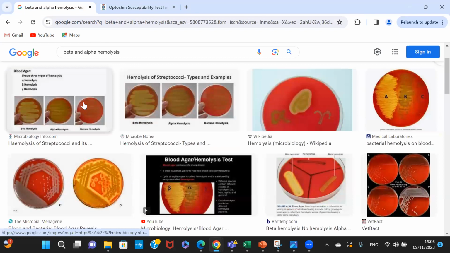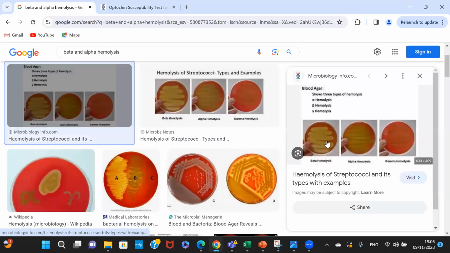Okay, perfect. Do you see this? So this over here is bright yellow. So this is beta hemolysis. This over here is green. Remember the mnemonic GPA. So alpha is partial hemolysis, which is green. So remember, green is alpha, this one is beta.